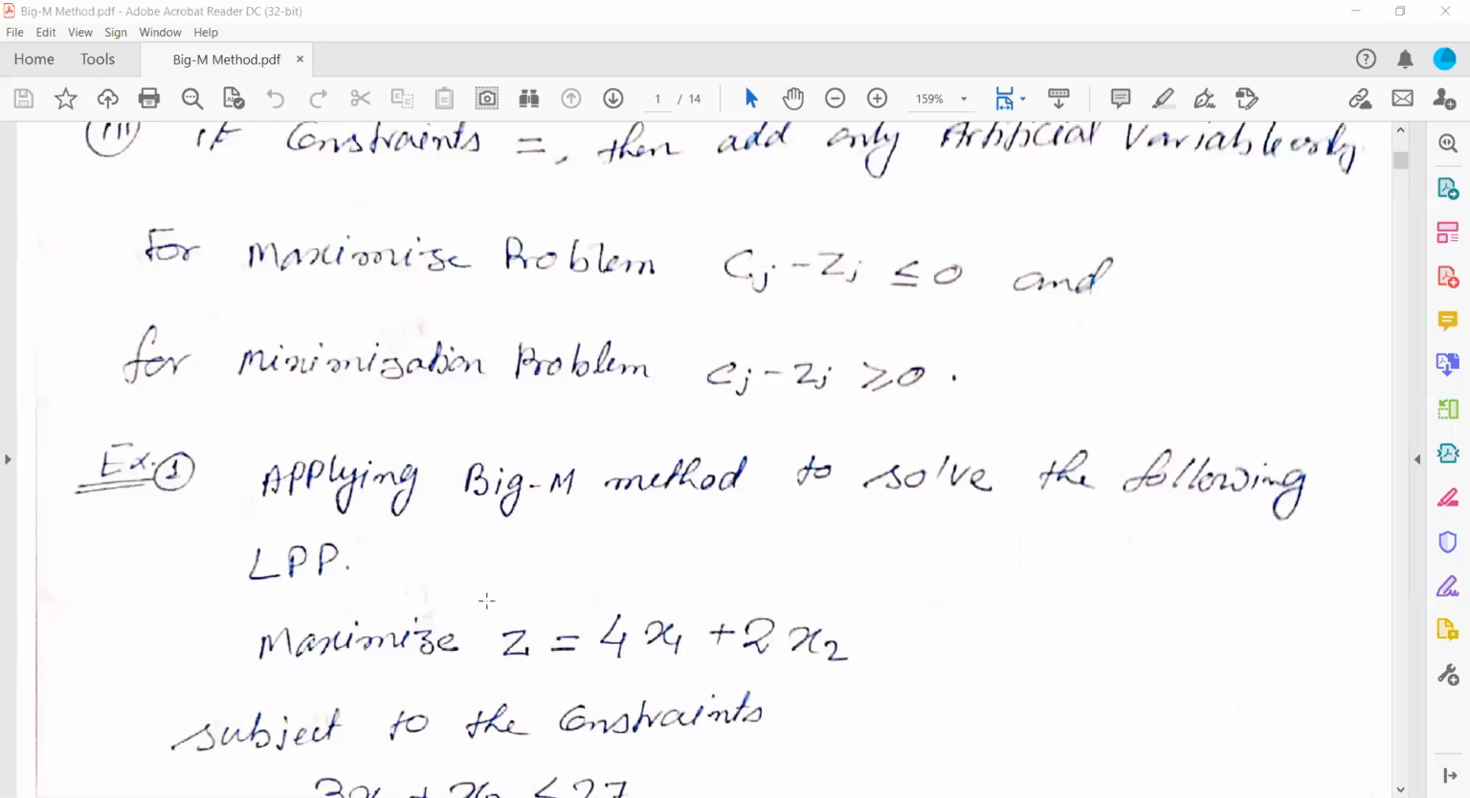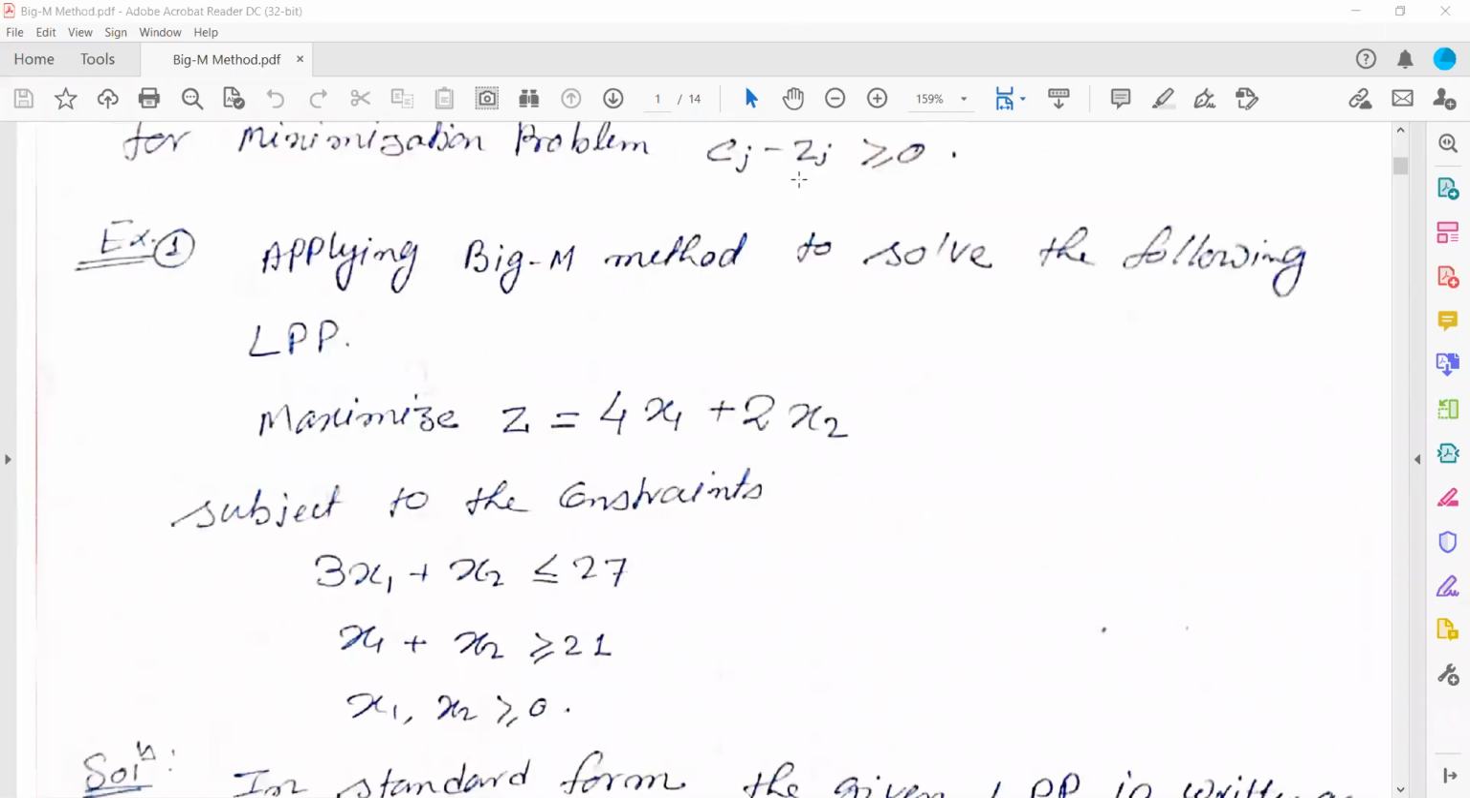Otherwise, if you want to go directly without converting a minimization problem to a maximization problem, then in the simplex table you need to check whether all Cj minus Zj are greater than or equal to 0 or not. Until and unless you attain this condition, you won't get any optimal solution. Once all the elements of Cj minus Zj satisfy this condition, you will get the optimal solution of the given LPP.